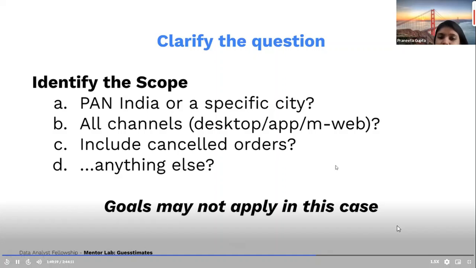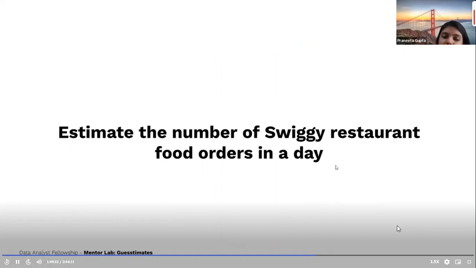Anything else that you feel would be helpful here in this problem statement? If you want to understand the Swiggy restaurant food orders, in terms of clarifying questions, do you guys feel we should ask something else?